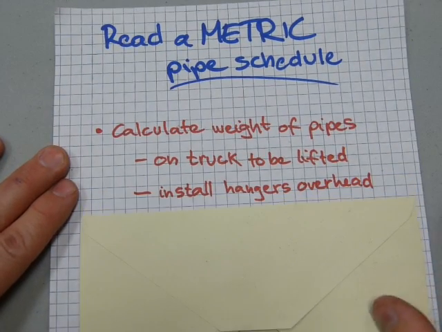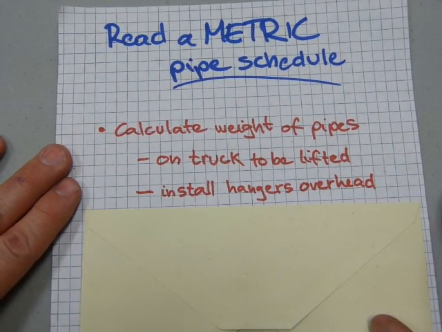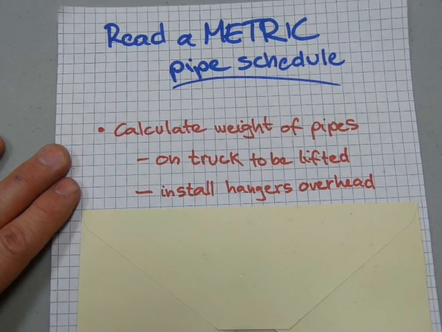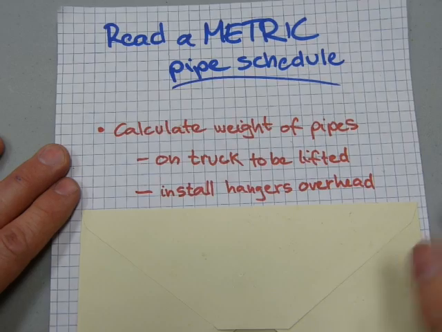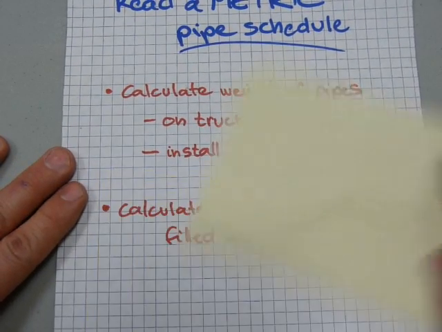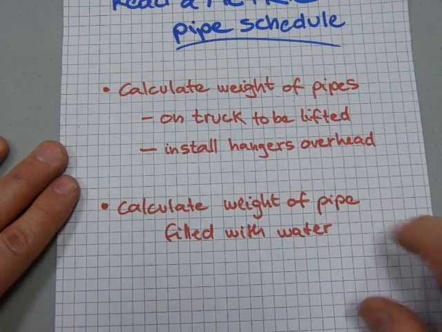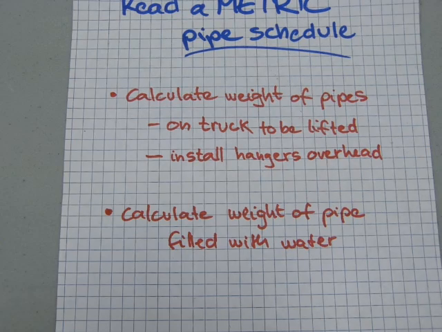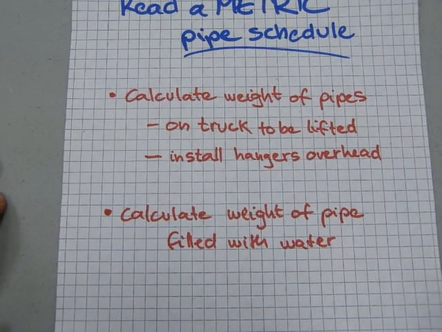Second scenario, you install overhead hangers for the pipes and you need to know how much the pipes weigh, just to make sure you have enough hangers for the pipe to carry the weight. Third scenario, you need to calculate the weight of a pipe that is filled with water, and all of the data that you need for these calculations are clearly laid out in a pipe schedule.